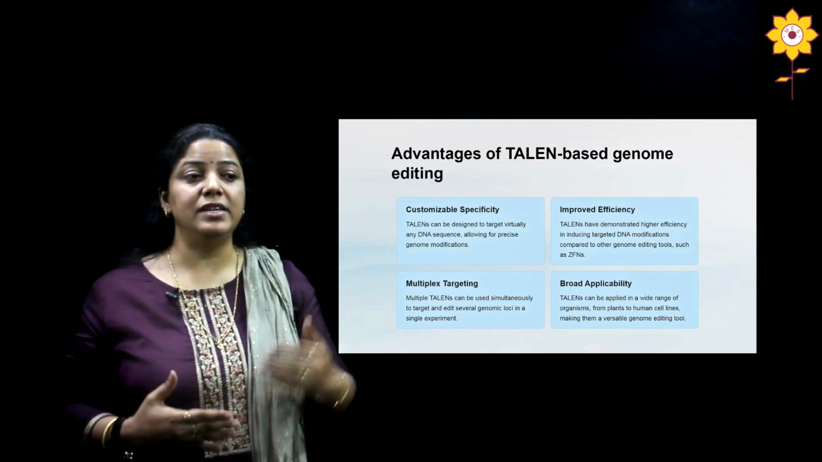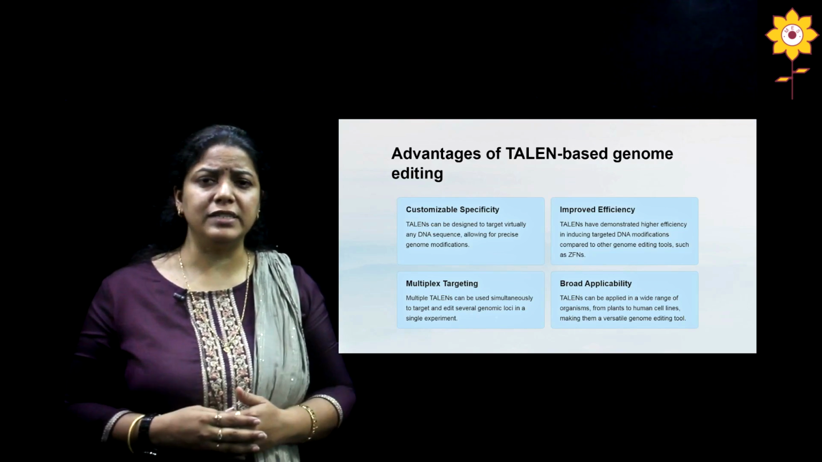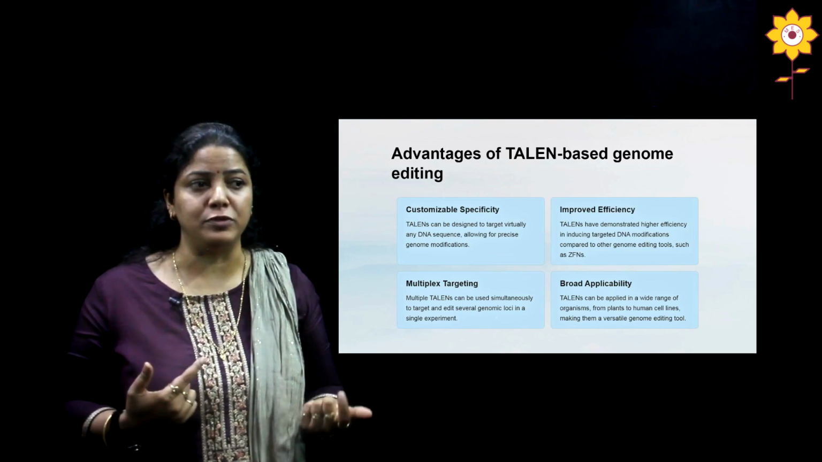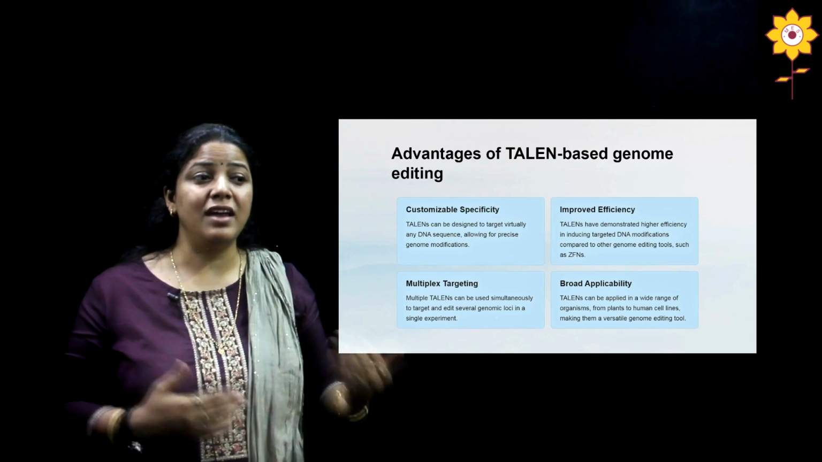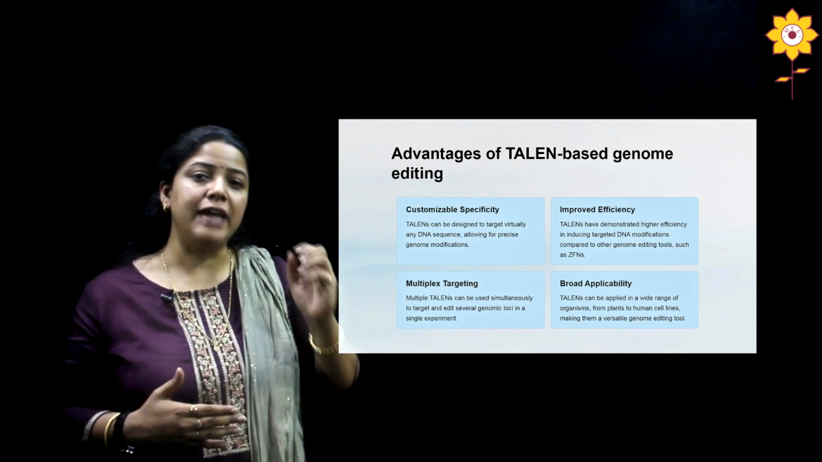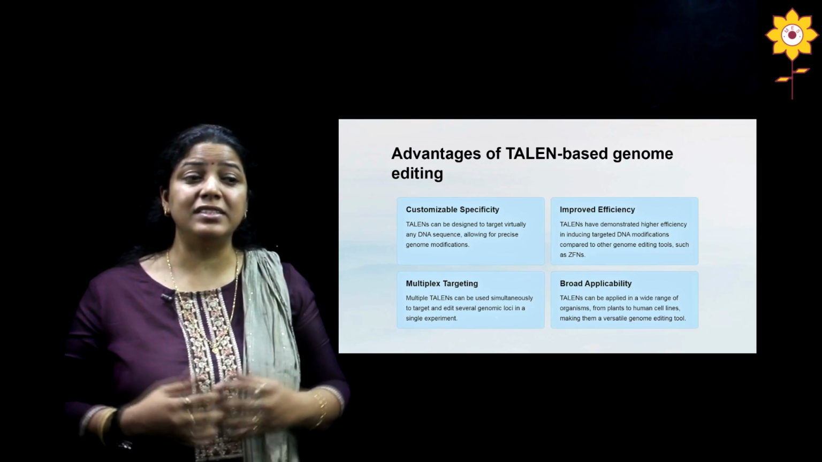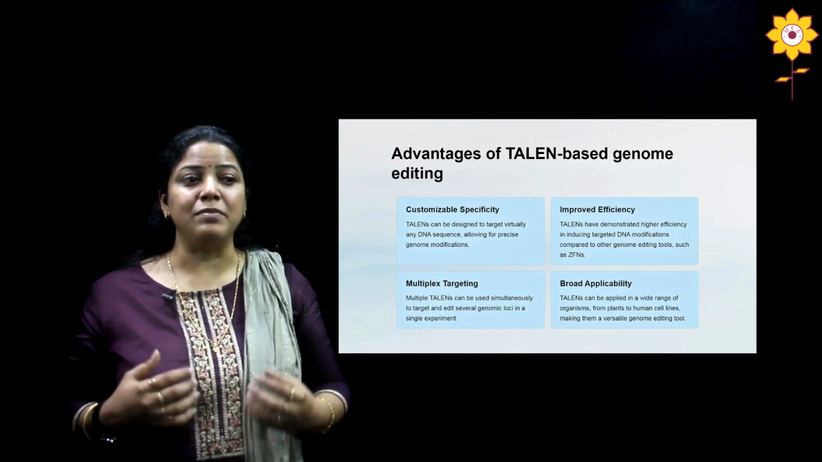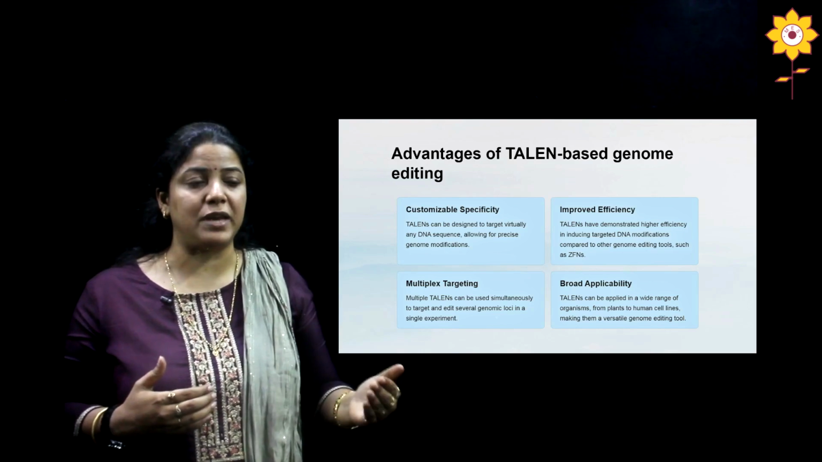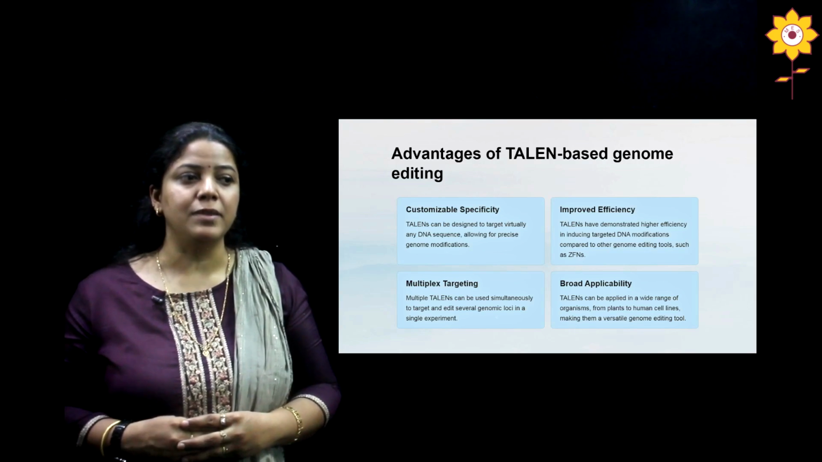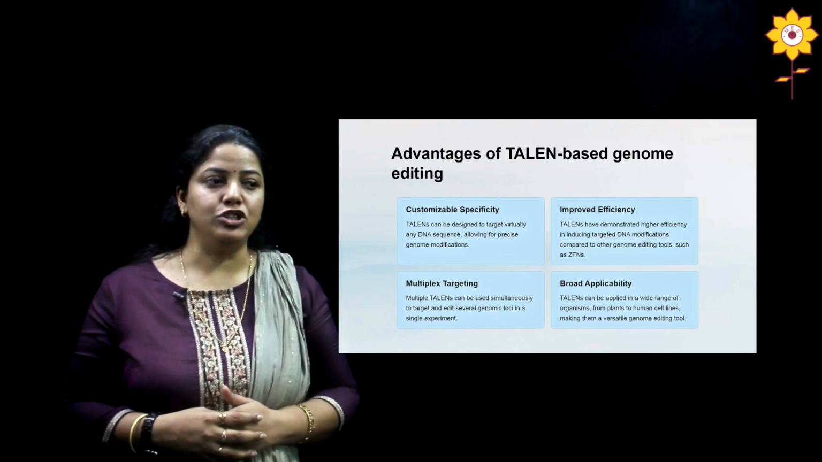So advantages, as we have seen, it is customizable. The TALENs can be designed for different types of DNA sequences. What we have to do is just change the combination of the modules, so that can be achieved very easily. Then improved efficiency: it has demonstrated higher efficiency in targeting and creating DNA modifications as compared to zinc finger nucleases. And multiplex targeting, that means different types of targets can be modified simultaneously, and we can edit several genome loci in a single experiment. So this is also one important characteristic of TALENs, and we can use these TALENs for a variety of different applications for genome editing.